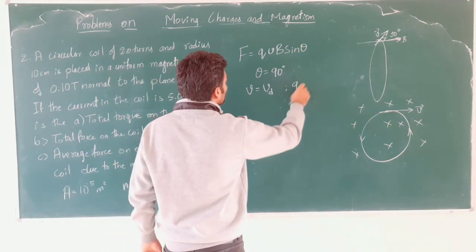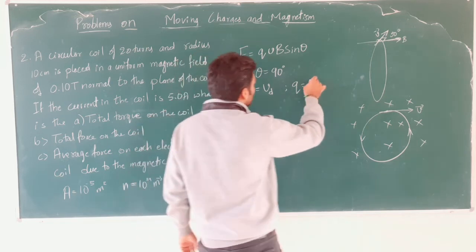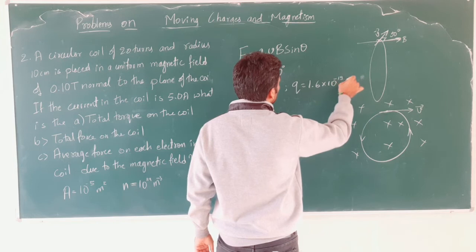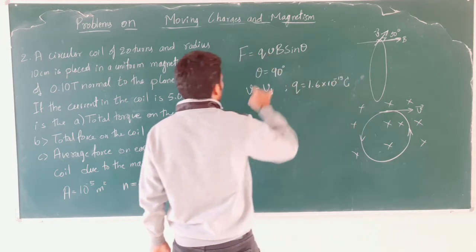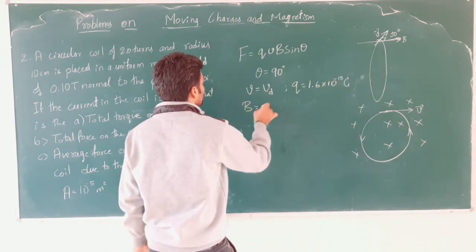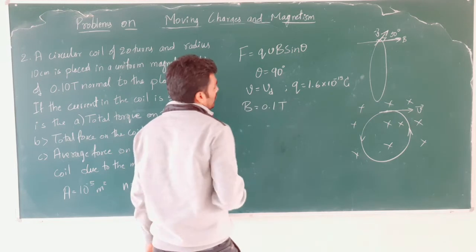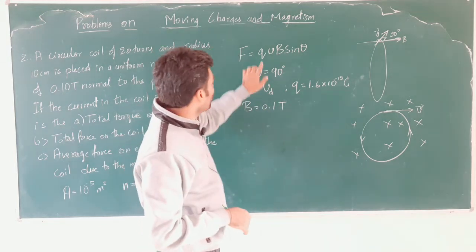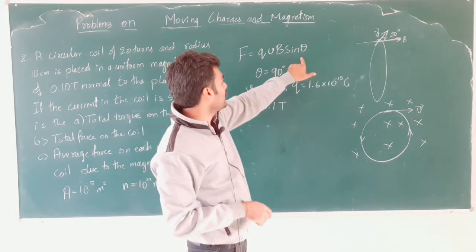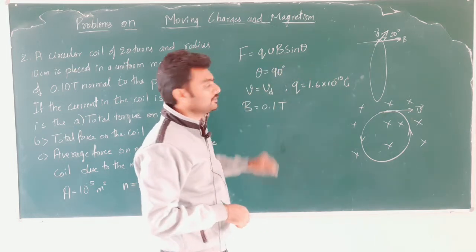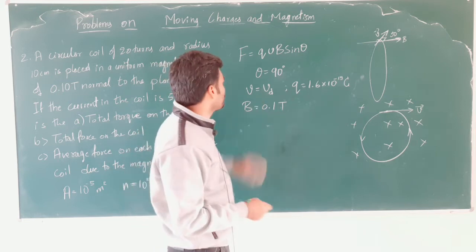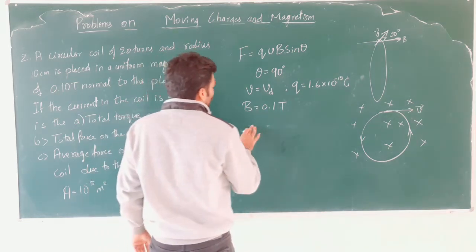What is Q equal to? Q is equal to the charge of an electron, which is 1.6 × 10^-19 coulomb. What is B? B is given as 0.1 Tesla, right? So in order to get the force, we have Q, B and theta, but we do not have Vd. We should first obtain Vd and then substitute back into the expression. How do we get that?